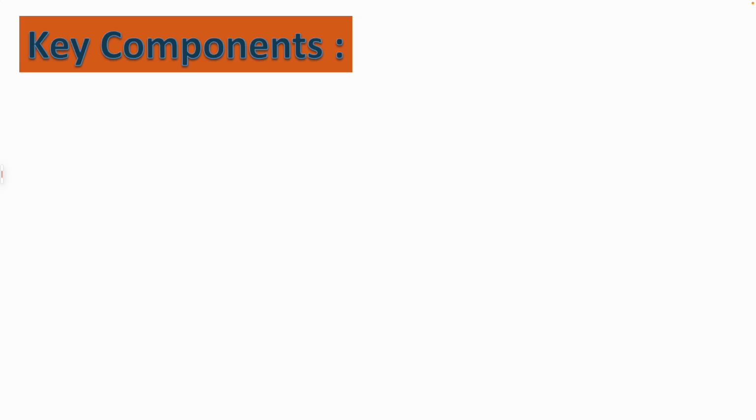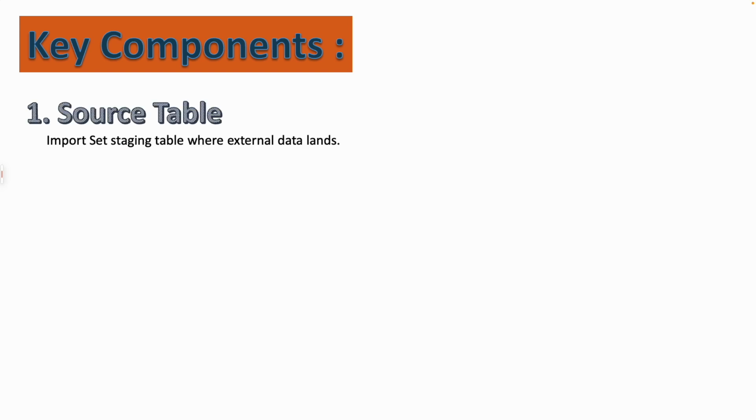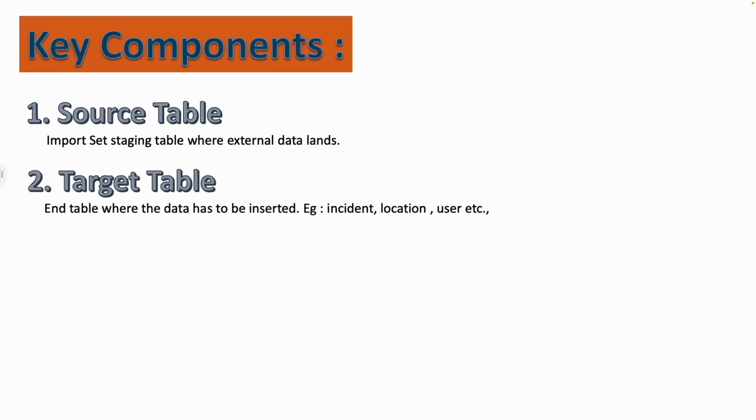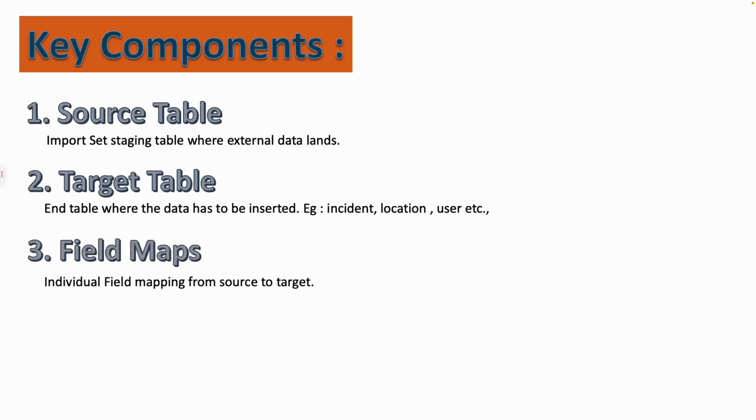Let's see what the key components in transform maps are. Source table. The source table can be called the landing or staging table, where the data from the external source first lands. Target table. This is the table where you want to load your data. Field maps. This is where you define which field in the source table should be inserted into which field in the target table.